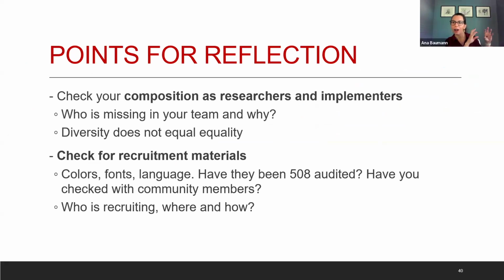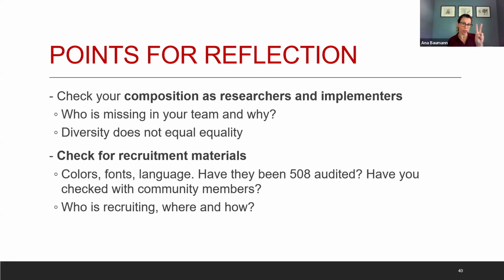A thread in all of those slides is the relationship between us as researchers, us as clinicians, and the community. The best way to do that is to really think through what is the composition of your team, who is missing and why. And in that is to really think that if you have a diverse team, that does not necessarily mean that you're really listening to all the diverse voices. So you really need to think about within your team, how are you listening to each other?